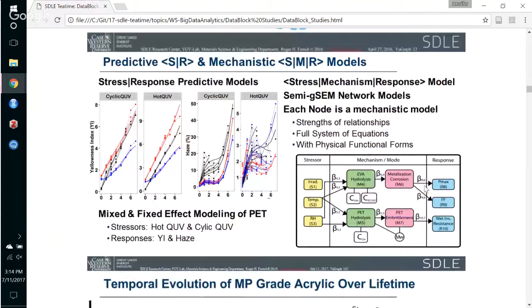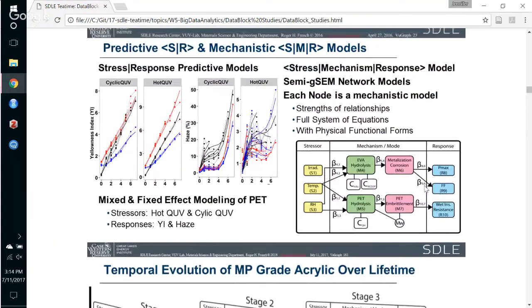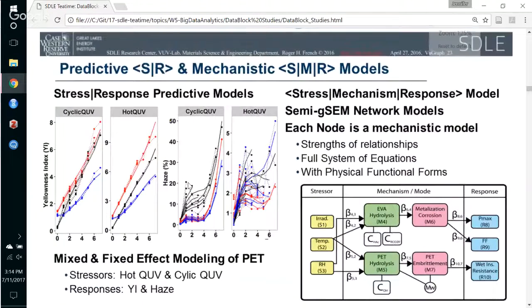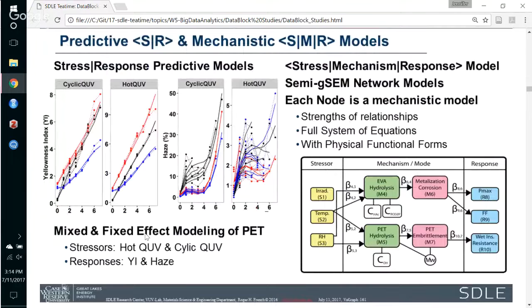So I've talked a lot about stress response and stress mechanism response. And so here are examples of those two types of models. So on the left is the stress response predictive models. And so what we have is a stressor, which is time in this case, cyclic QUV, so alternating heat and light with condensing humidity in the dark. And hot QUV, which is just heat and light. And then our response is a yellowness index.